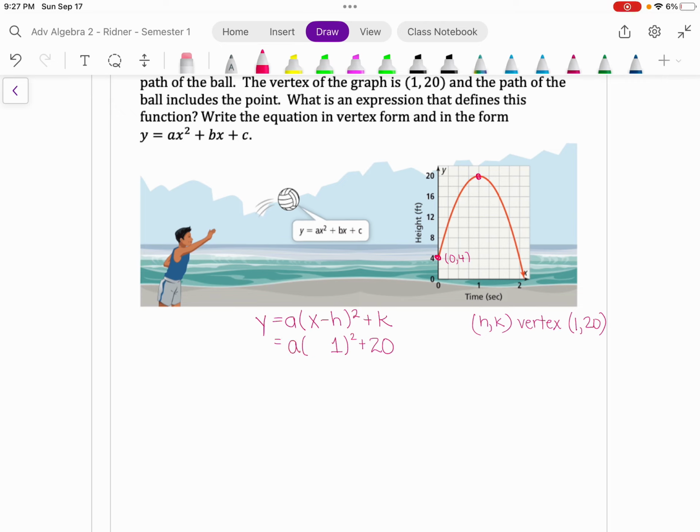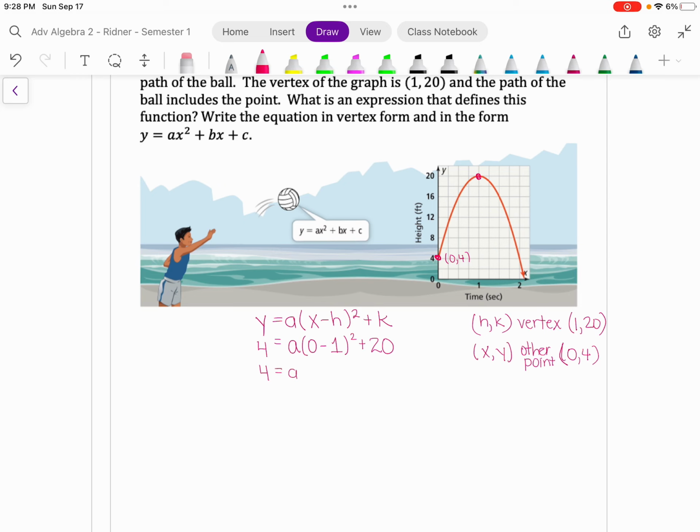I don't know what the stretch is. I don't know if it's normal, I don't know if it's compressed or stretched. I don't know. That's what I've got to figure out. But that other point is going to help me figure that out. So (0, 4). So x comma y is the other point. (0, 4). Okay.